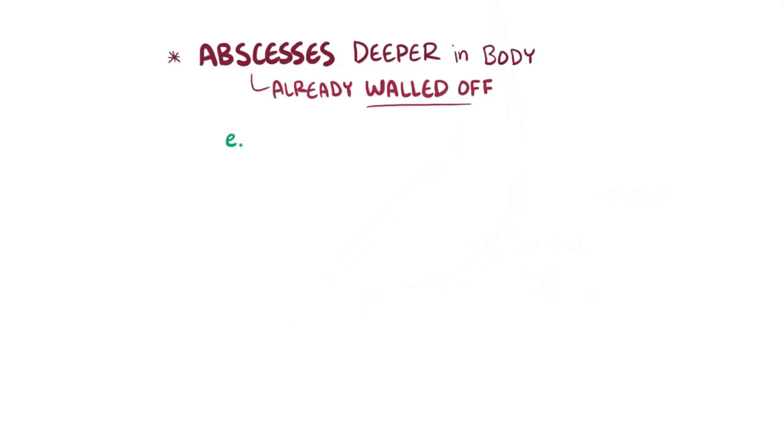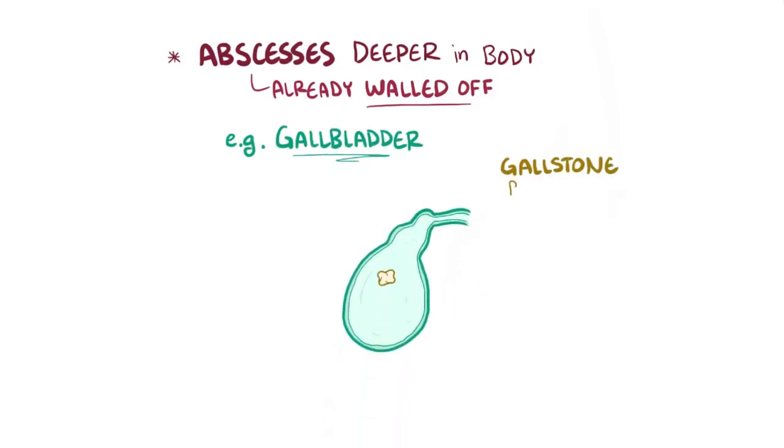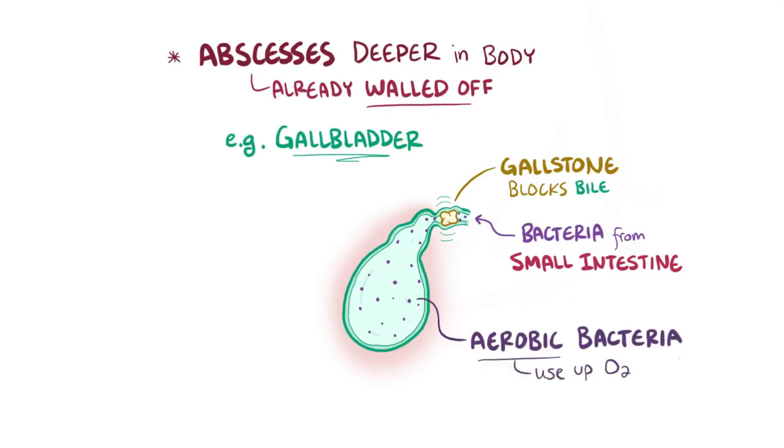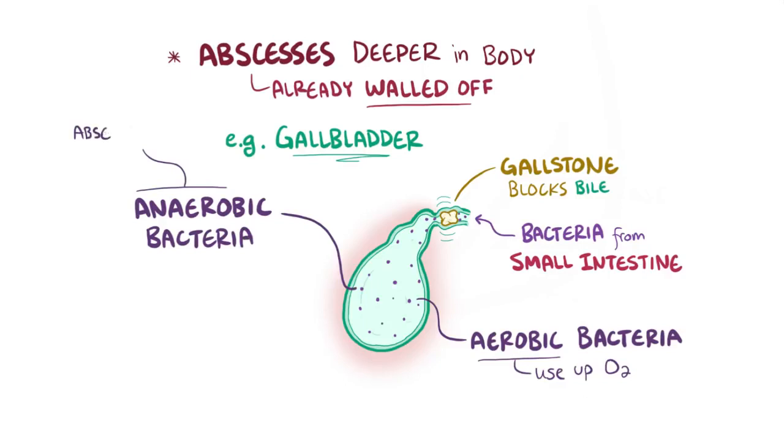In contrast to an abscess near the skin, ones that originate deeper in the body often happen in spaces that are already relatively walled off. For example, in the gallbladder, if a stone blocks bile from flowing out, it essentially becomes a new home for bacteria. Bacteria from the nearby small intestine can easily sneak past the stone, crawl into the gallbladder, and multiply, which causes an inflammatory response, and eventually an abscess might form. Typically, these deep infections are a mix of aerobic bacteria that use up all the available oxygen, and anaerobic bacteria that can only live in its absence.